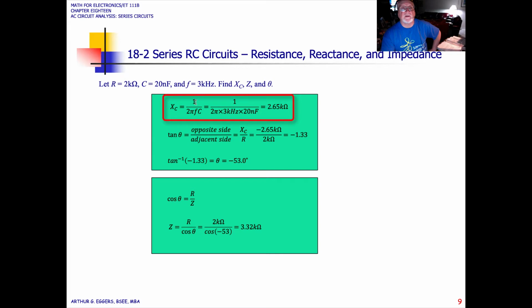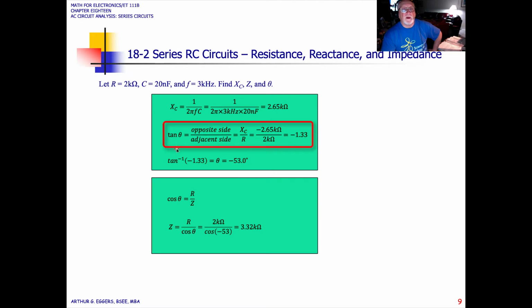X sub C is equal to 1 over 2 pi fC. Since we have all of the values given, we can calculate the capacitive reactance. So 2 pi times 3K hertz times 20 nanofarads. Invert that, you get 2.65 kilo ohms, 2.65 k ohms of resistance associated with the reactance. Okay, this is the imaginary portion here, the reactive component.